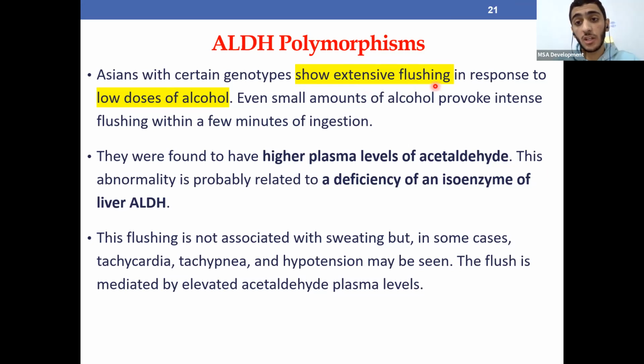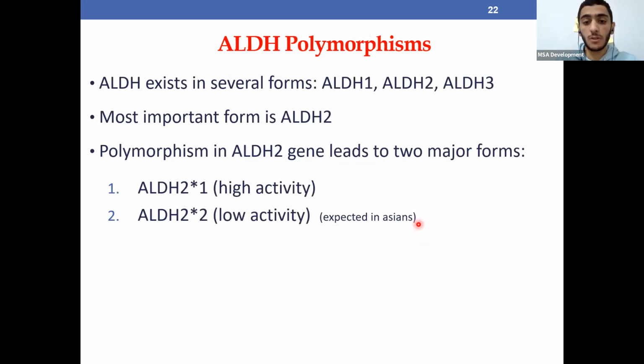If there is extensive flushing at a low dose of alcohol, then we can assume that this person's ALDH is not working, or basically that he has very weak tolerance to alcohol. And this would be seen in Asian people. You know how we said that Asians have weaker tolerance to alcohol because they become intoxicated faster? This is because they have this form of the ALDH, ALDH2*2. The ALDH2*2 is the ALDH form that has a lower activity. Therefore, drinking a small amount of alcohol would lead to a greater buildup.